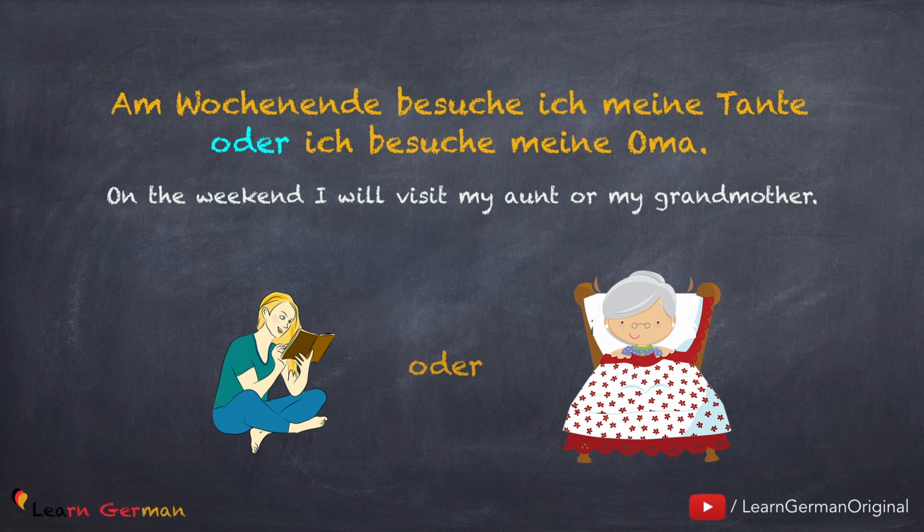Am Wochenende besuche ich meine Tante oder ich besuche meine Oma. In such sentences where the subject and the verb are being repeated in both the Hauptsätze, then you would remove it from the second sentence. Hence, your sentence would be Am Wochenende besuche ich meine Tante oder meine Oma.